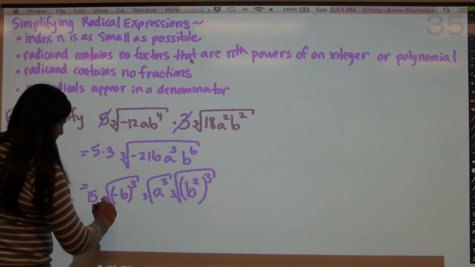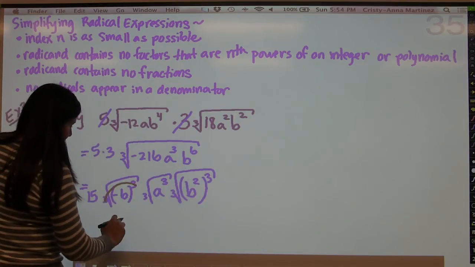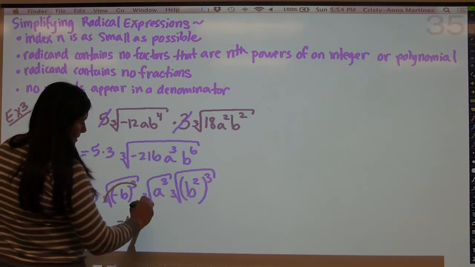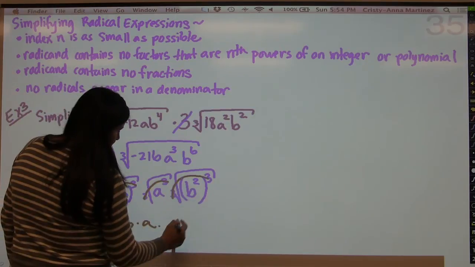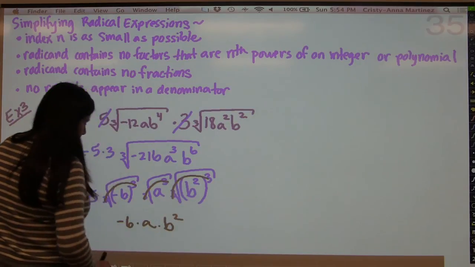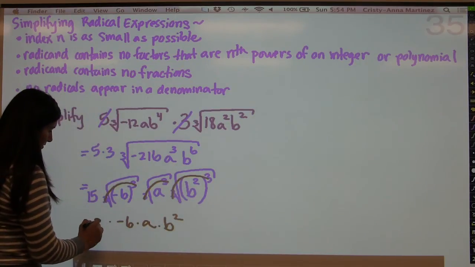So I'm going to get negative 6 here. And then they're going to cancel. I'm going to get just times a. And they're going to cancel. I'm going to get b squared. Okay, and then of course I still have the 15.